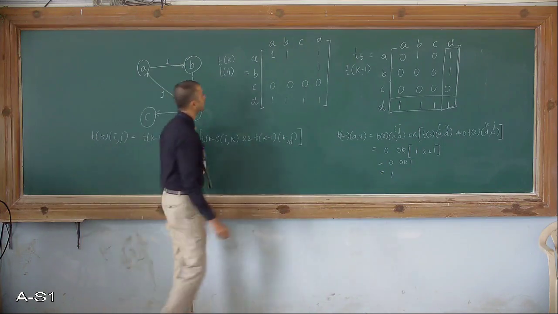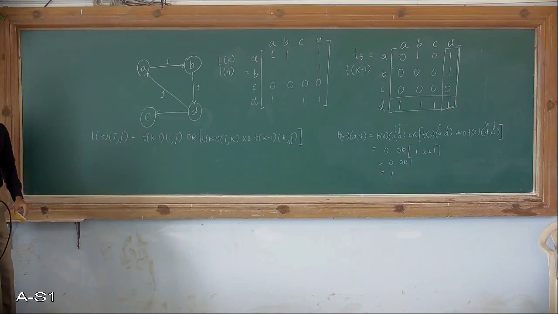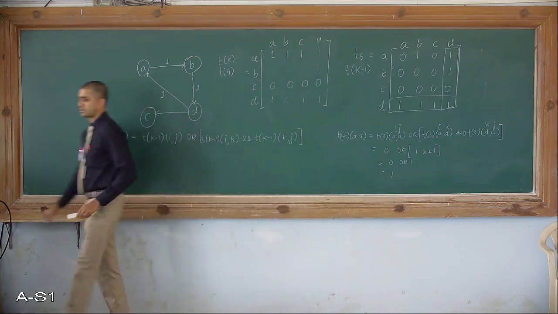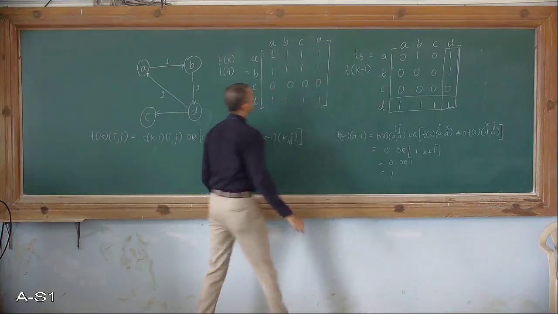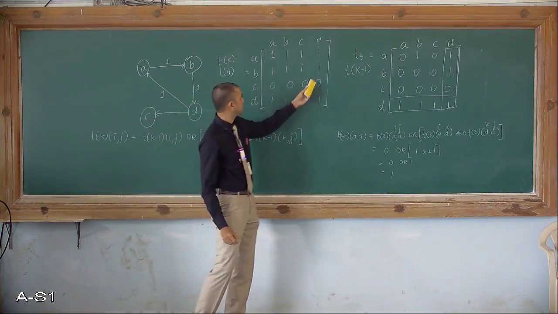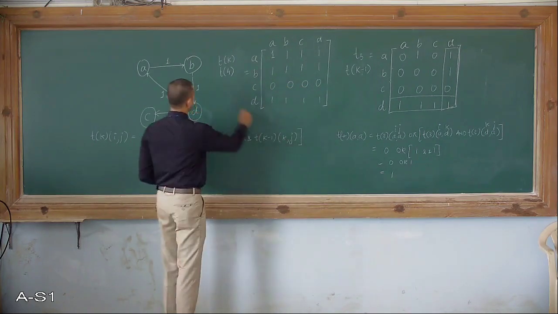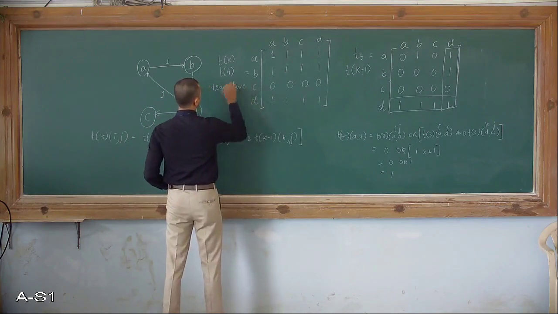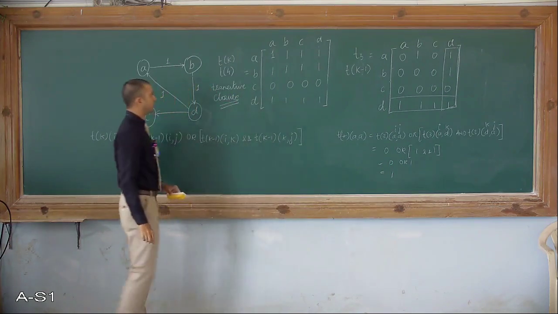So similarly, if you apply this formula to all the remaining entries, this is what you will get. Except this third row, which is C, everything has turned to 1. So this matrix is my transitive closure matrix, or this matrix is going to give me my transitive closure property using Warshall's algorithm.